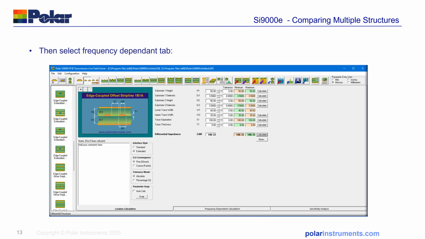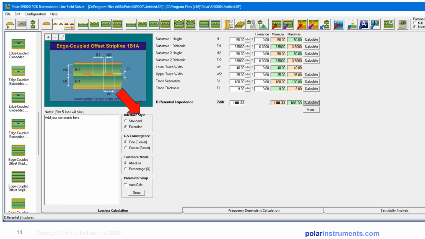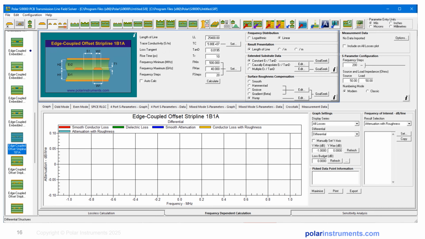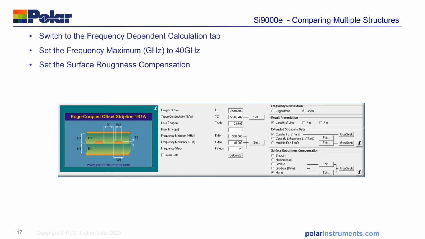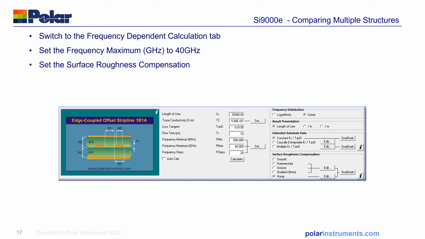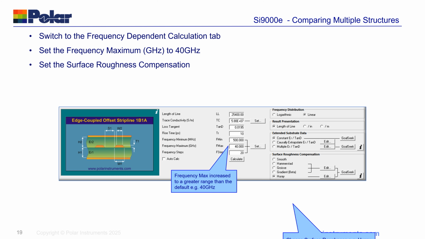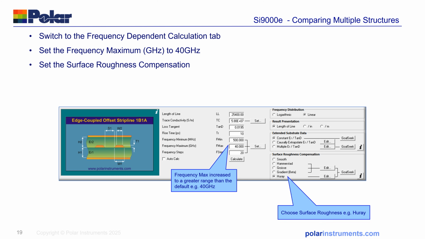Next thing to do is to set up the frequency dependent tab, and in this case, once I've got the frequency dependency, I want to go and look at the maximum frequency and run from 500 megahertz up to 40 gigahertz. And I'm going to choose Hure surface roughness. You can see there's a range of smooth surface roughness compensation from smooth, Hammerstead, Croix, gradient, and Hure.